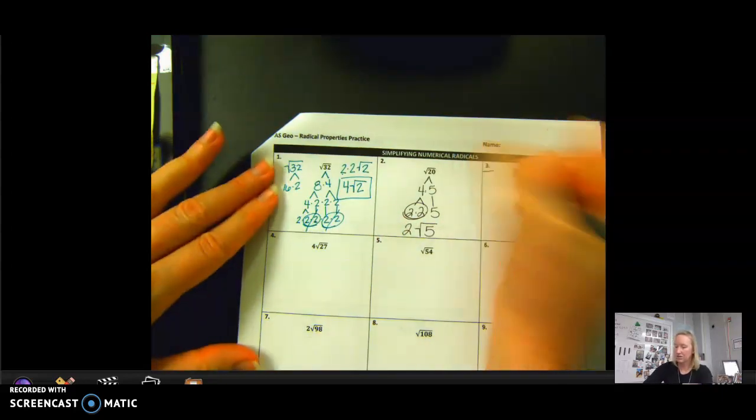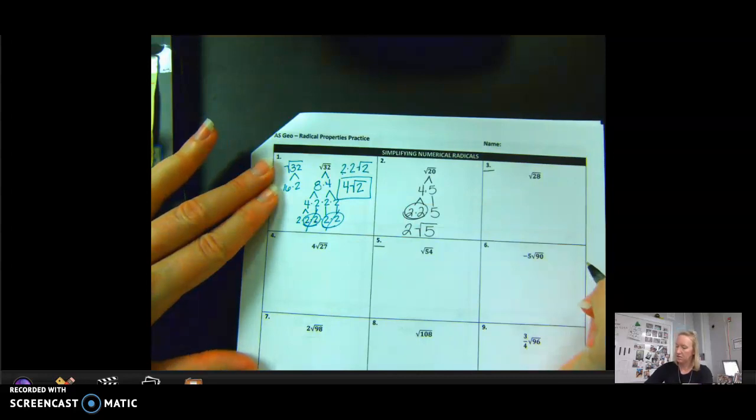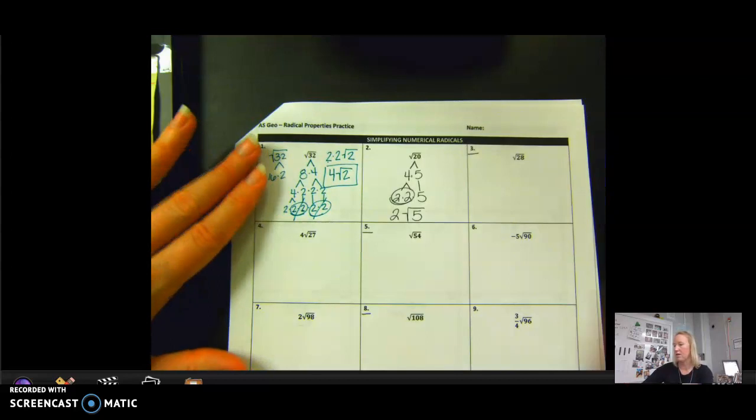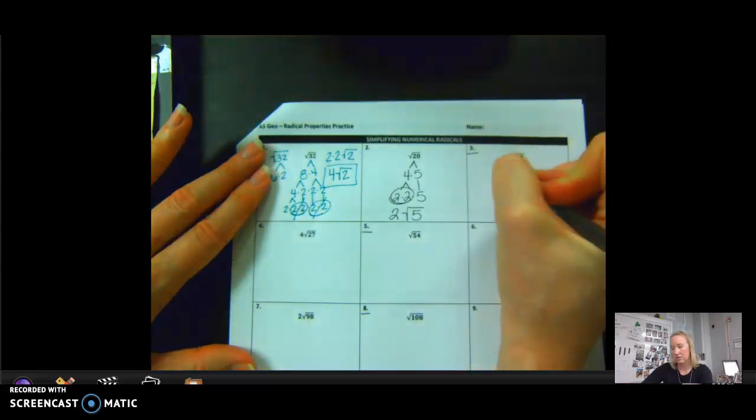Go ahead and pause me and try 3, 5, and 8 on your own. 3, 5, and 8. Unpause me when you're done. I'm going to quickly go through these because you should have just tried them.